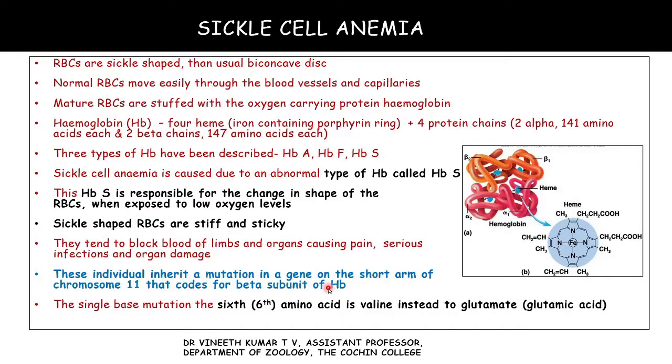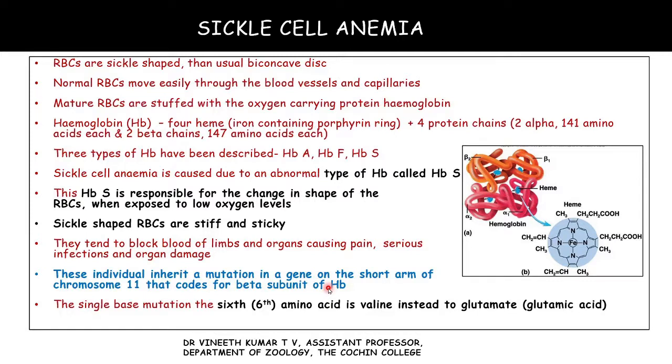So coming to the details of sickle cell anemia. The RBCs are sickle shaped instead of the usual biconcave disc, as we saw in the picture and also the video. The normal RBCs move very easily through the blood vessels and capillaries because they are very flexible and because of the presence of certain special proteins on their membrane, which help them to squeeze through the capillaries. Mature RBCs are usually stuffed with a metalloprotein called hemoglobin, which is the oxygen carrying molecule in the RBC.